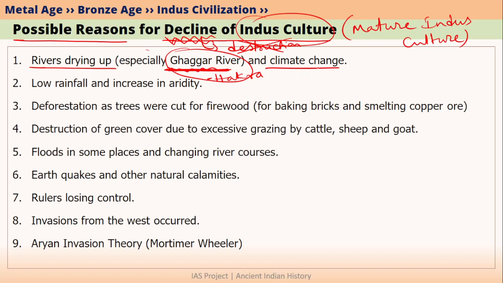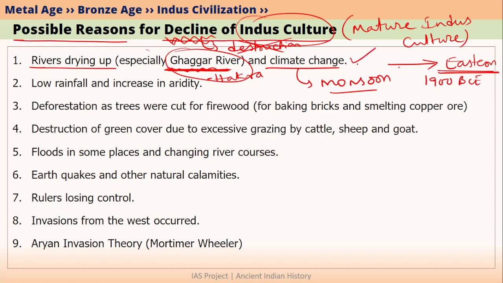Another reason is climate change. It is believed that the pattern of monsoons has changed almost around 4000 years ago. There was a shift in the monsoon towards eastern direction. That is why after 1900 BCE, people started to move towards east. And new settlements were basically built up in Haryana, Punjab and western Uttar Pradesh. Initially they were in Pakistan and the border of India. But once monsoons started to shift towards east, new settlements came up in western Uttar Pradesh. So these are reasons for decline in mature Harappan phase culture.